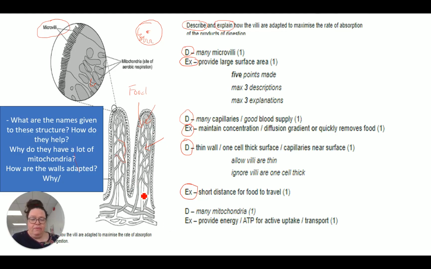However, if you didn't get those, there is 1 more mark available down here. You can't see this one on the picture: many mitochondria, and explain, provide energy, or ATP, for active uptake or transport. That is like an extra one. You don't need that to get your 6. So to take from this, if it says describe and explain, make sure you've got some description, say what you see, and also some explanations. Otherwise you can't get full marks. Okay, so well done if you got 6 on that one.